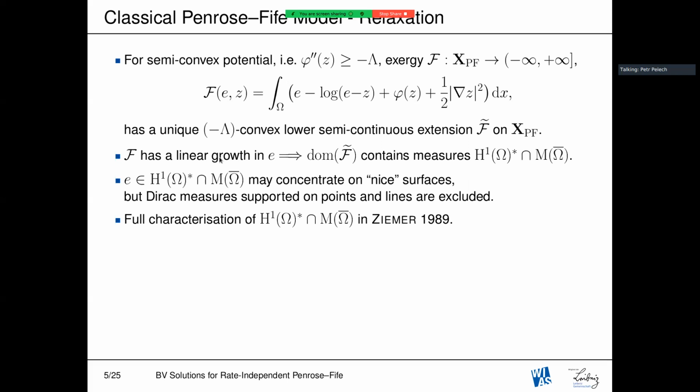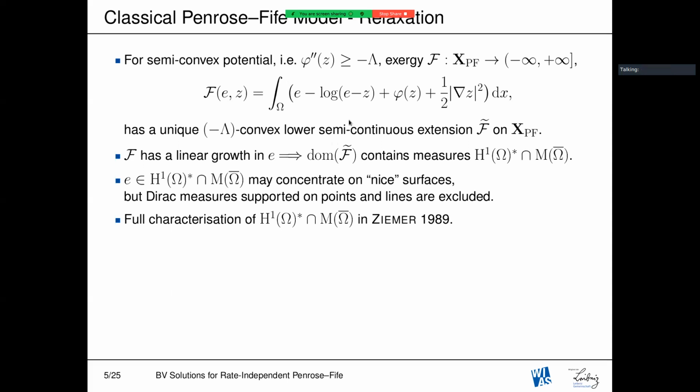But it brings some more difficulties because in 3 dimensions, we have, I mean, the point is that F has just linear growth in the energy, which is stemming from the energy part here. That's the minus entropy. And here's the total energy. And hence, the domain of this lower semi-continuous envelope contains measures.